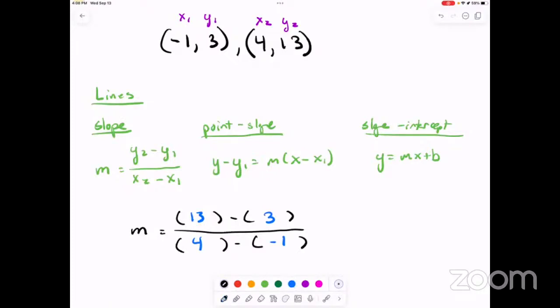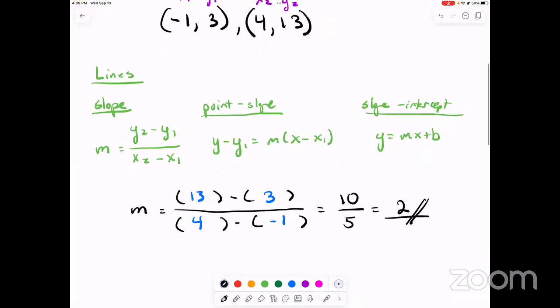On top, it looks like we get 10. On bottom, it looks like we get 5. So it looks like our slope is 2. Okay, so we have a slope. We could use point slope. I'm going to use the slope intercept, and I think I'm going to use that first point just because the number looks a little bit easier to work with.